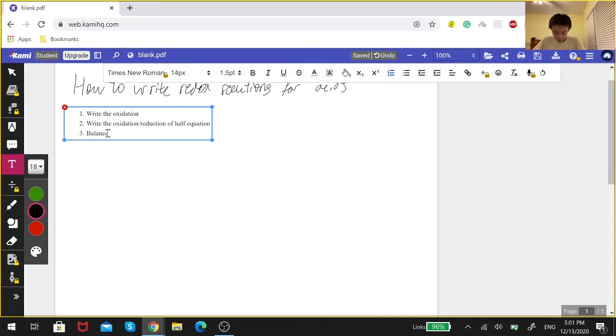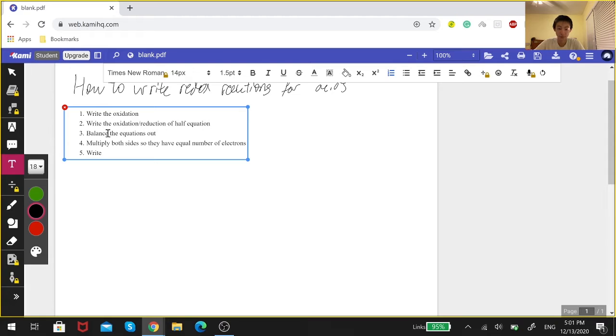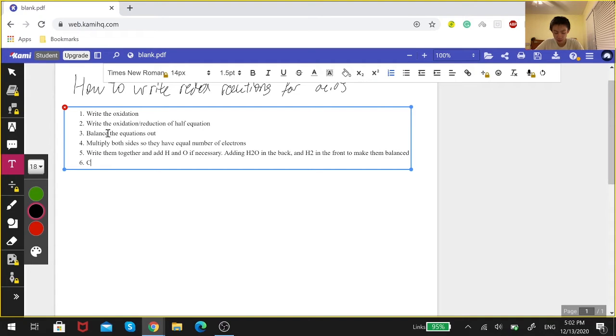Third, balance the equations, and then multiply both sides so they have an equal number of electrons. Fifth, write them together and add H and O if necessary. And you're going to do that by adding H2O in the back and H+ in the front to make them balanced. Again, I'll show you what I mean when doing the examples. Finally, cancel and reduce. Alright, let's do an example.